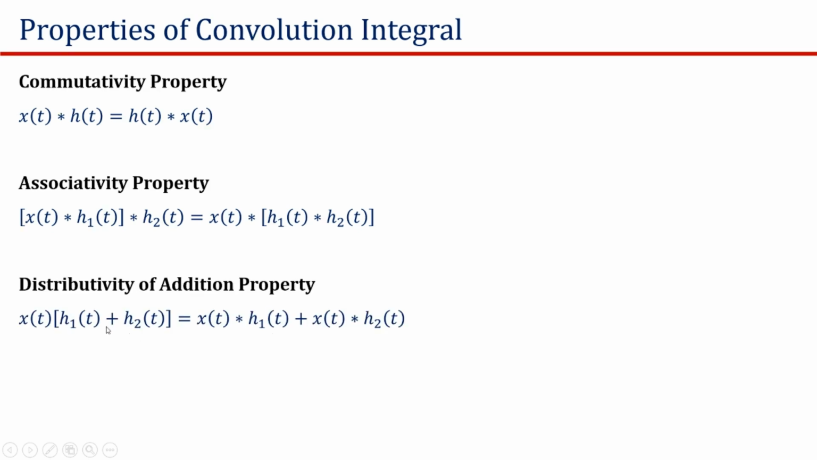The third important property of the convolution integral is the distributivity of addition property, according to which we multiply each term inside the parenthesis with the term outside the parenthesis. Fourth property of the convolution integral is the identity property, according to which if we convolve any signal x(t) with the impulse signal delta(t), we will get the signal x(t) as it is.